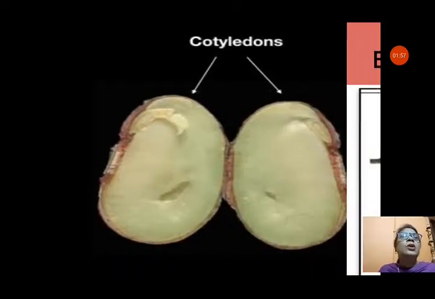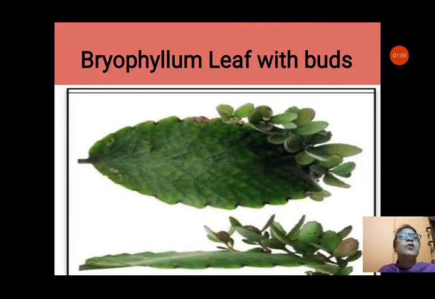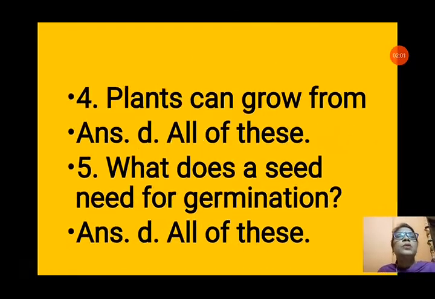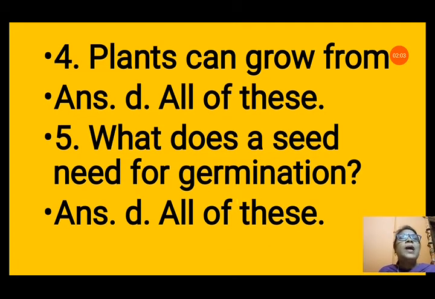Now you have seen the cotyledons and the Bryophyllum leaf also. Let us see the next question. Number 4. Plants can grow from. The options are A, seeds, B, stem, C, roots, D, all of these. We know that plants can grow from seeds, stem, roots and other parts of the plants, that is, the vegetative parts can also grow into new plants. So all of these is the correct option, that is D.